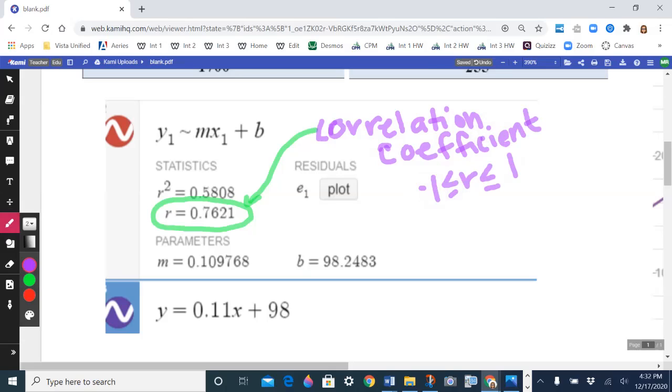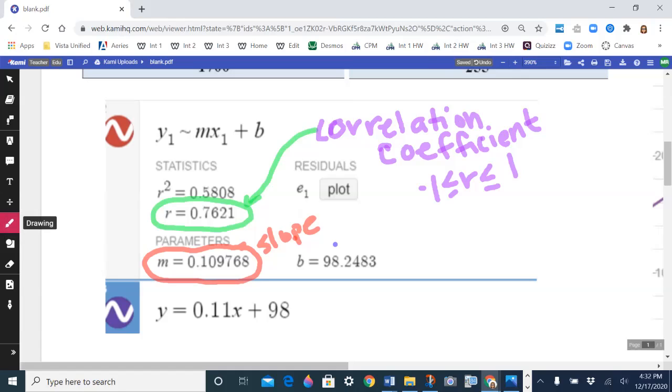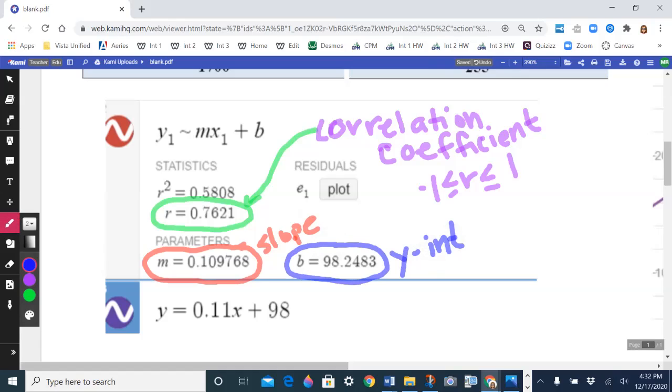These down here, this is my slope. And this is my y-intercept. And then here below, I wrote the line of best fit. So this is my LSRL, or my line of best fit. I approximate it as 0.11x plus 0.98.